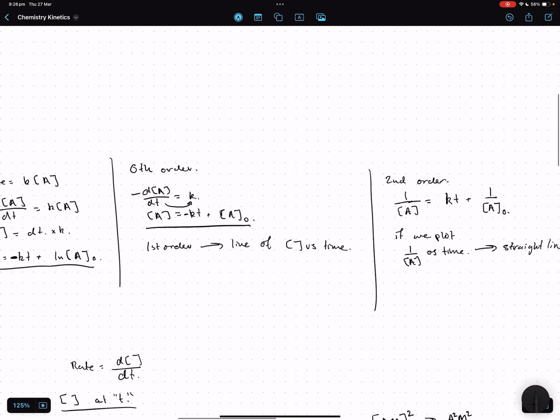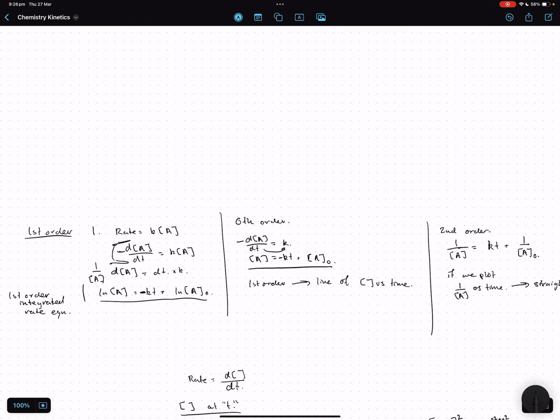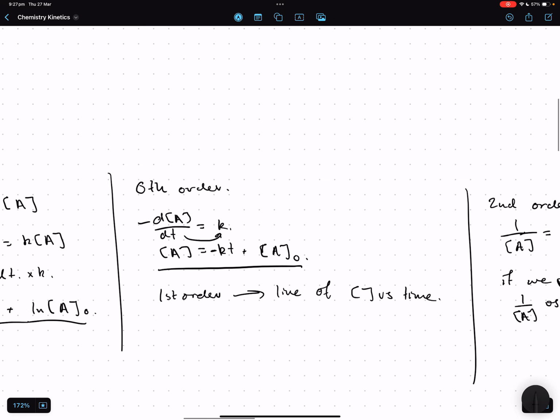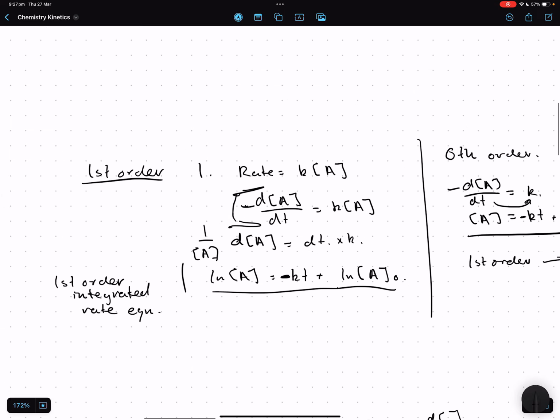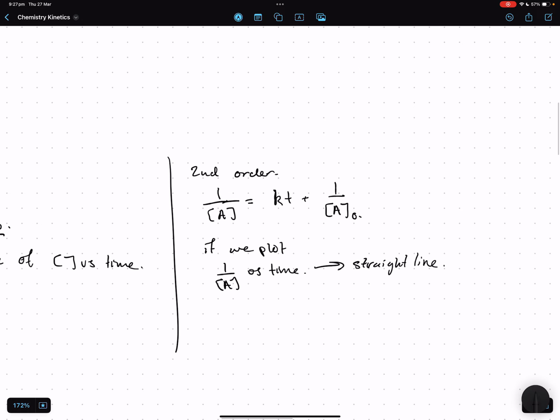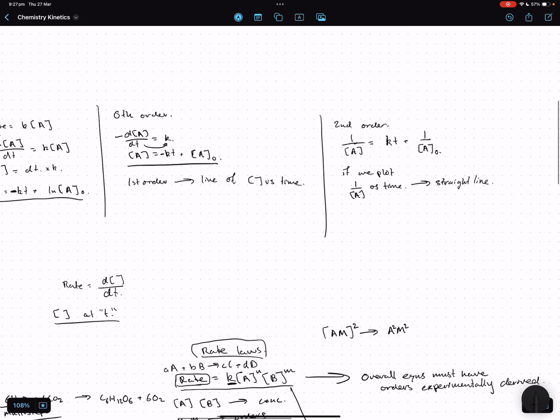So if you get a question like this, where you're asked to determine the order based on some concentrations: if it's zeroth order, you can plot it and get a straight line, so your gradient will be consistent throughout all the points on that graph. If you get first order, then it should be consistent with ln A, and if it's second order, it should be 1 on A. That's what it's consistent with.